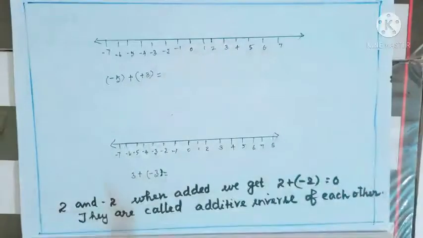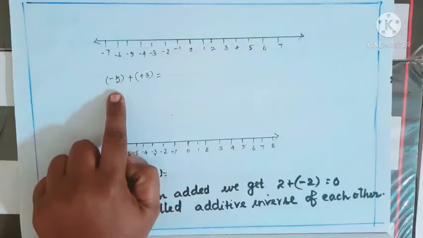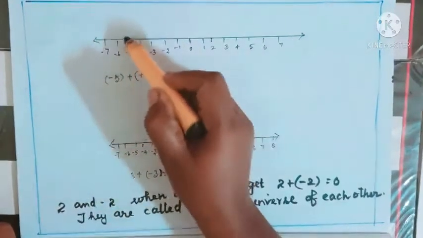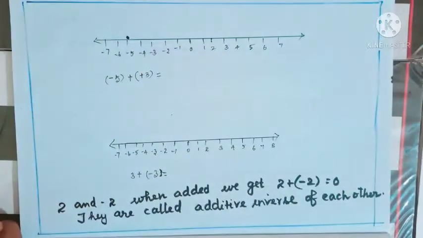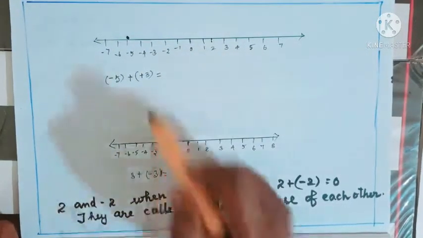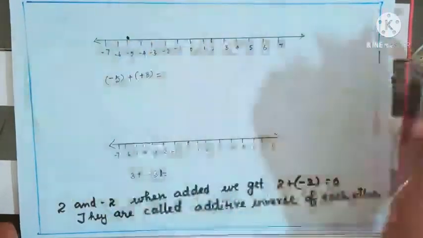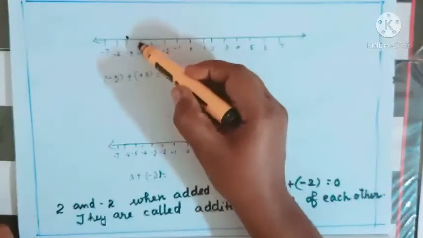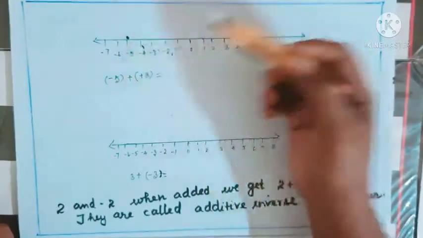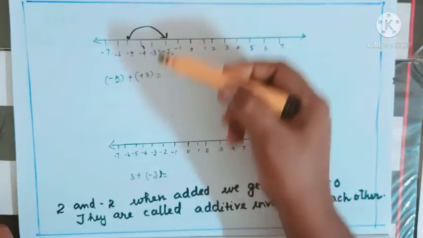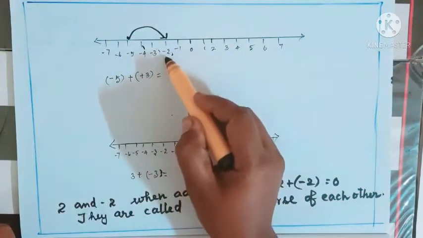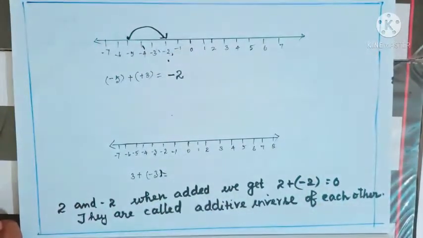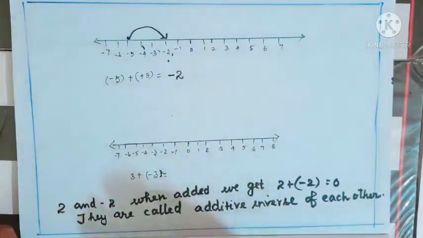Fine. Now listen. Here minus 5 plus 3. You stand at minus 5, and you want to add plus 3. So do you have to move towards your left or right? Very good. You're moving towards your right. So 1, 2, 3. You are standing at minus 2. So the answer is minus 2. Is it clear?